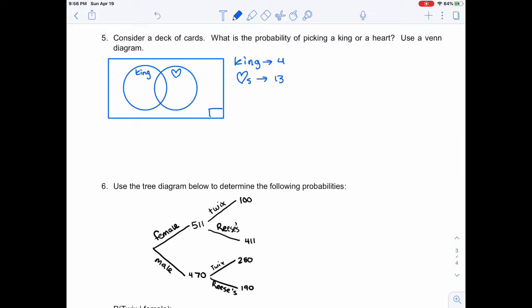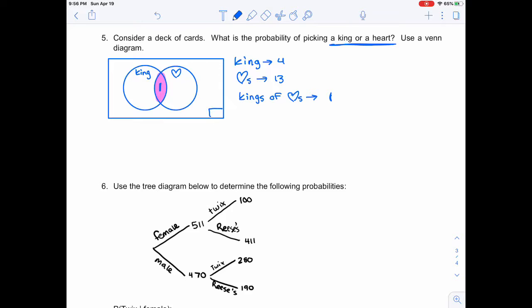Now, since we have a king or a heart, can those occur at the same time? Yes. So how many hearts or kings of hearts are there? So I'll say that, kings of hearts. How many are there? There's exactly 1. So I'm going to go ahead and put that 1 in the middle of my Venn diagram right here. Okay, it's always good to start with the very middle of your Venn diagram.